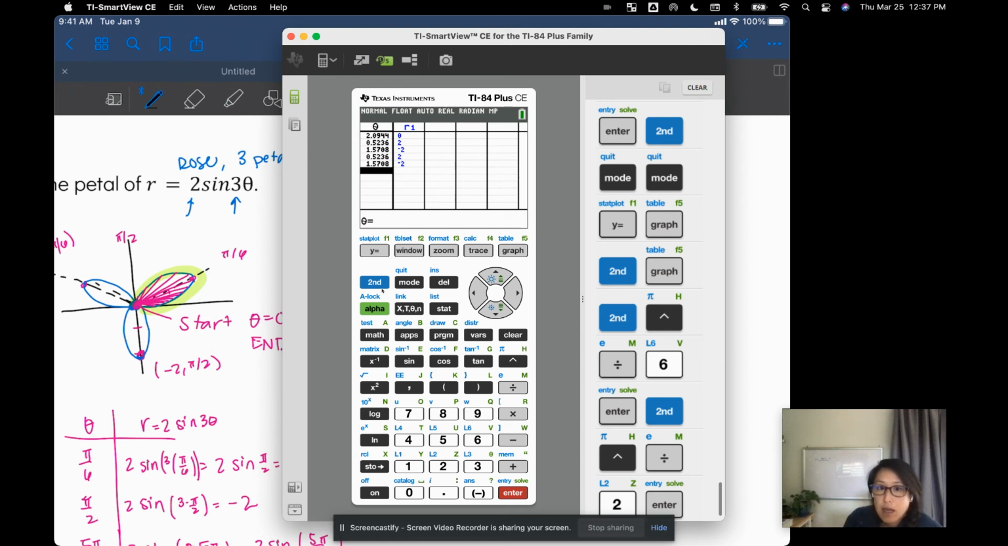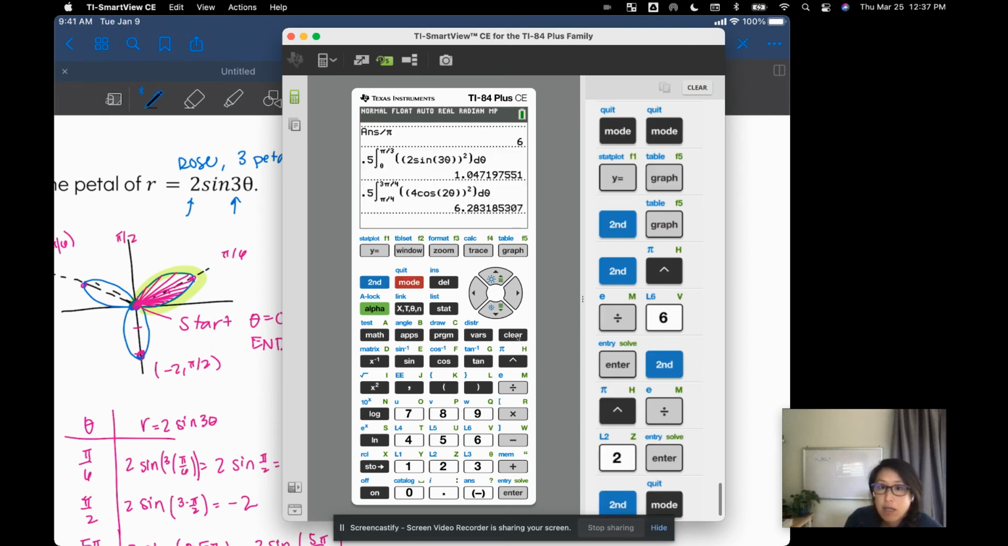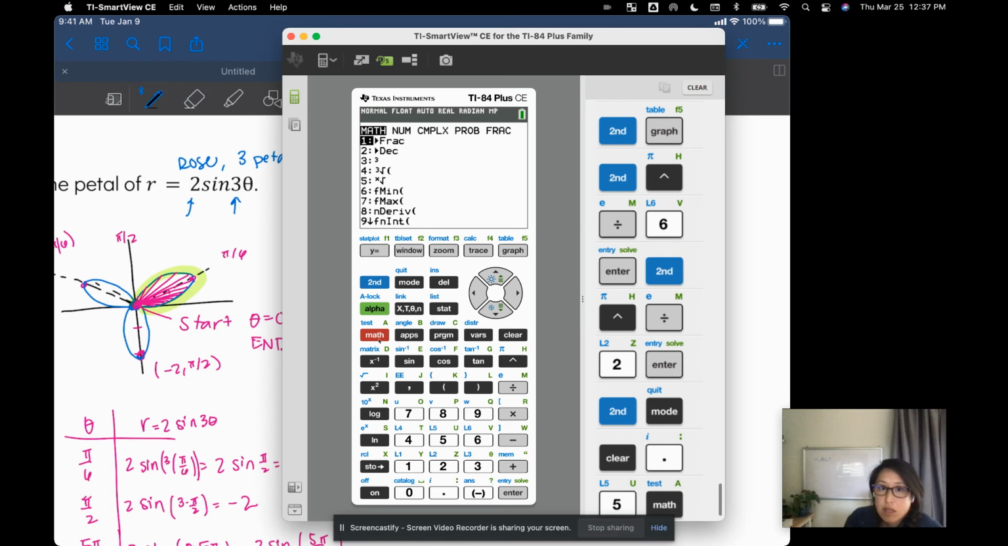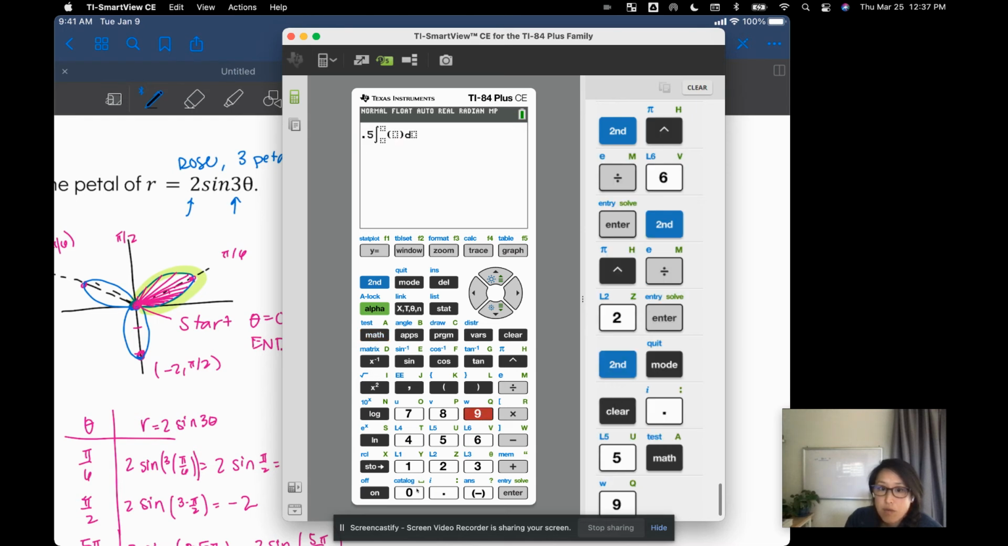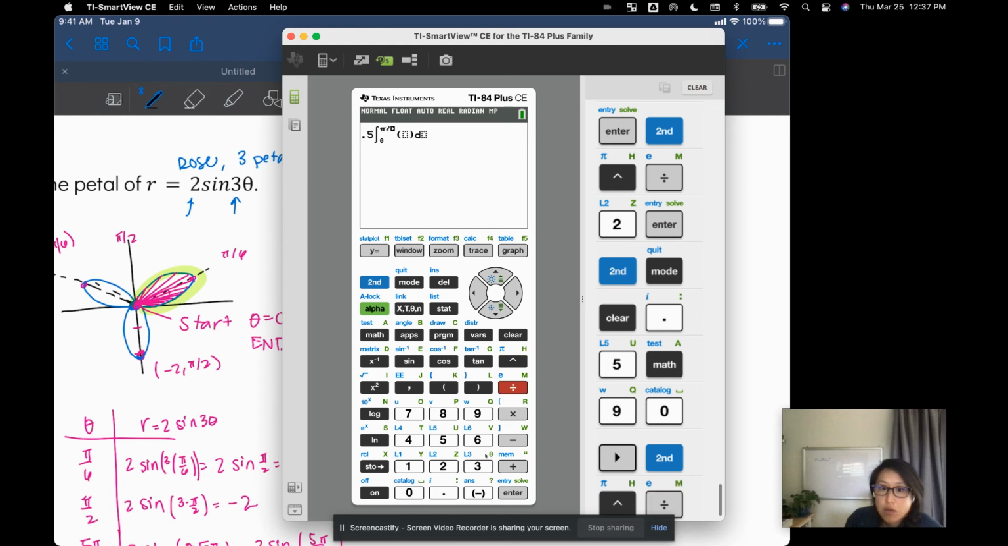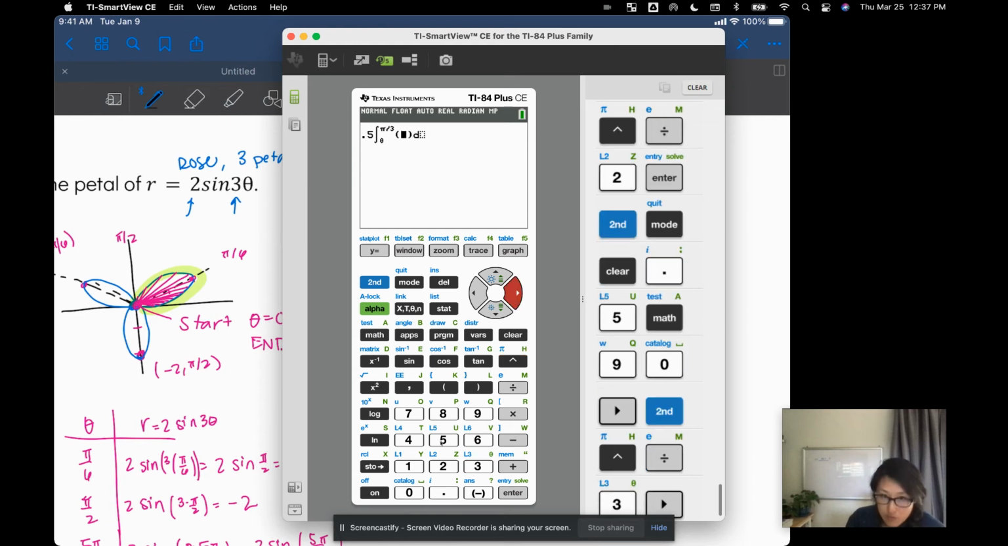And then I am going to go ahead and fill in my integral. So I have 1/2, which I'm going to type in as 0.5, times the integral from 0 to pi over 3 of 2.